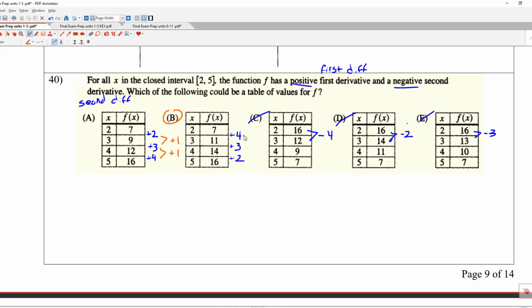Let's check it. To get from 4 to 3, yep, minus 1. To get from 3 to 2, minus 1. So positive first differences, negative second differences, that is the answer.